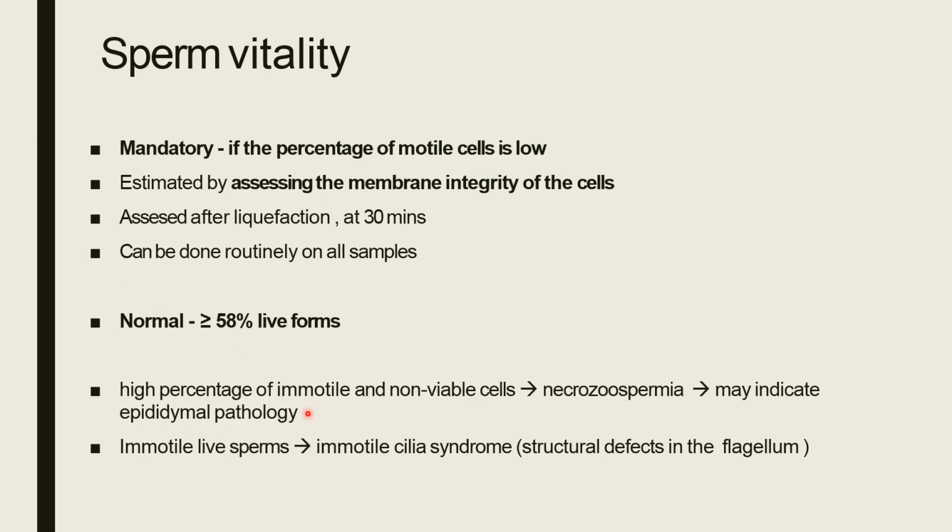If a high percentage of immotile and non-viable cells are present, the condition is called necrozoospermia, and there could be some pathology in the epididymis. And if the immotile live sperms are more, it means there could be immotile cilia syndrome, that we said is dyskinesia, a condition in which the flagellar proteins are not normal.